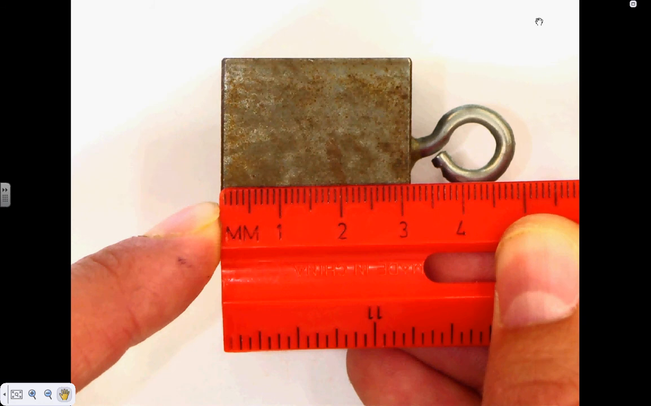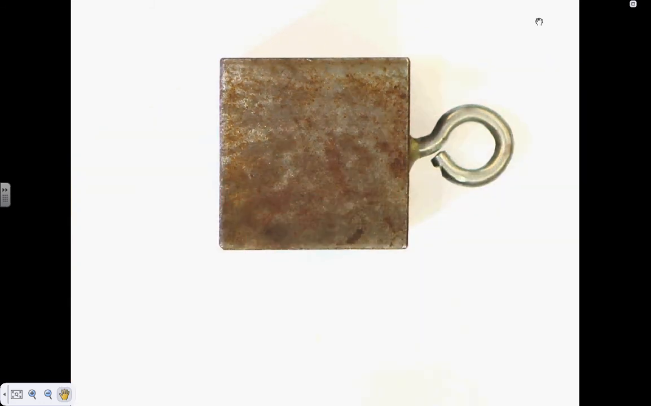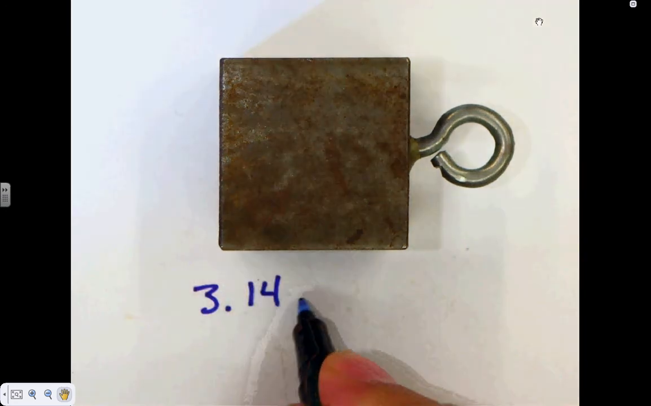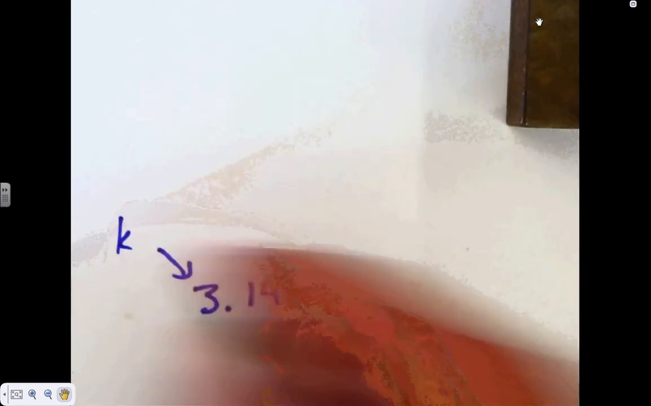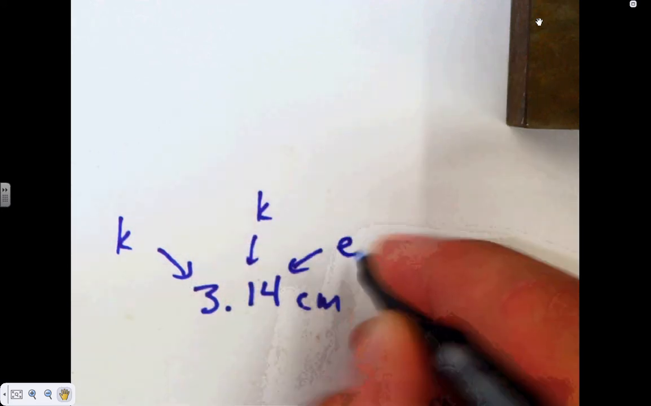So I'm going to mark down that this is 3.1, and then I'm going to estimate about where I think it is between the 0.1 and the 0.2, and it looks to me about maybe 4/10 of the way across. So I'm going to say that this side measures 3.1 and then an estimated 4, so 3.14 centimeters on that side. This digit is known, this digit is known, this digit is estimated.